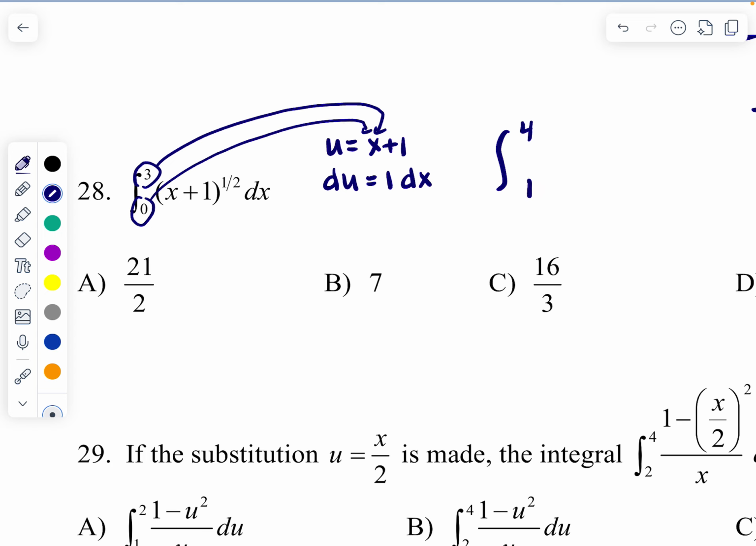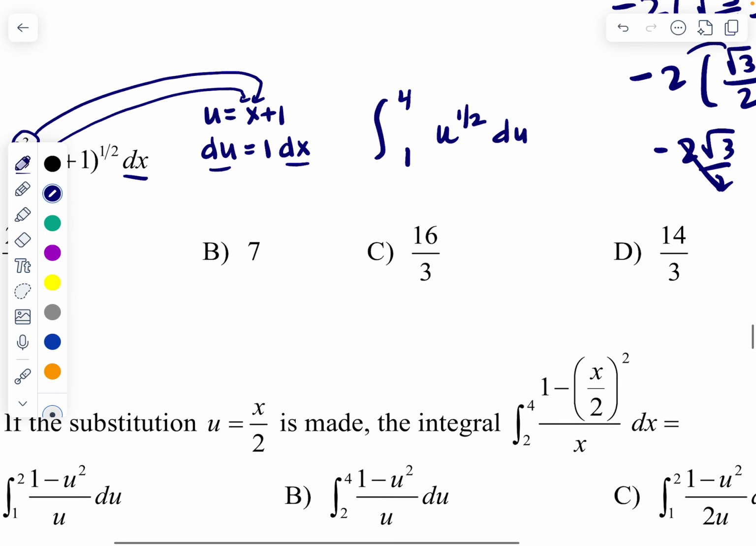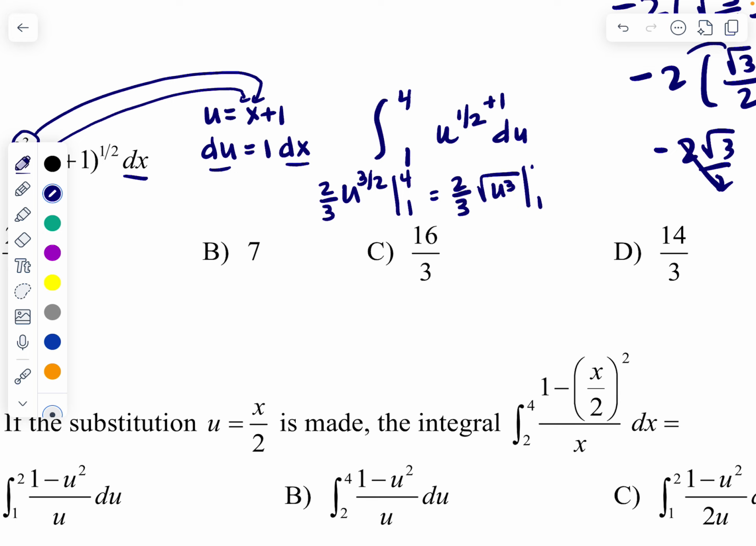And then doing the u sub, you're going to get u to the 1/2, and the dx is going to become your du, and there are no leftovers. Okay, so integrating this, if you add 1 to this, you're going to get u to the 3/2. And then divide by 3/2 or multiply by 2/3 and evaluate that from 1 to 4, which really means 2/3 the square root of u cubed evaluated from 1 to 4.